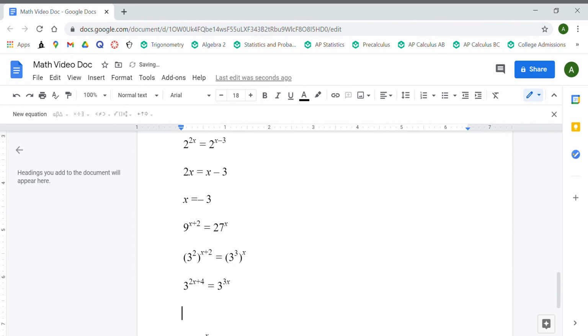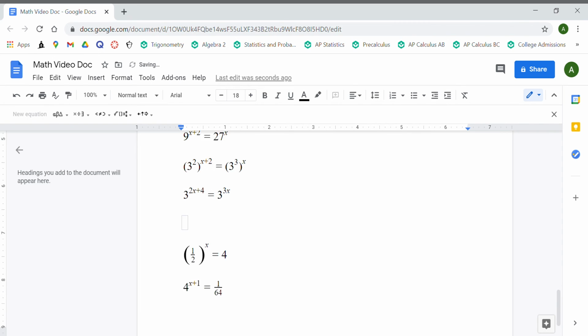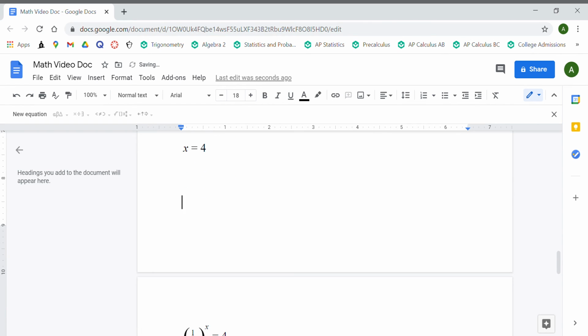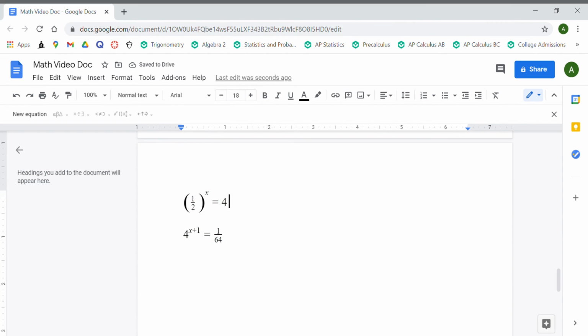And then we set the exponents equal to each other. It's going to be 2x plus 4 equals 3x. We subtract 2x on both sides, and we get x equals 4. That's how we rewrite expressions to solve equations. Now, what about this one? Uh-oh. What just happened? We got fractions now.